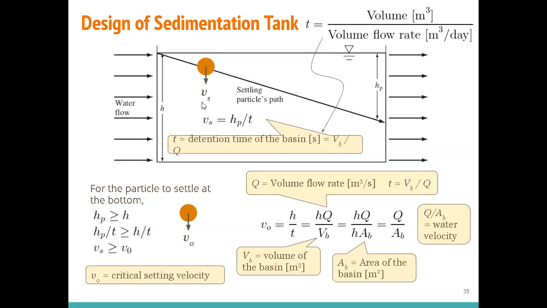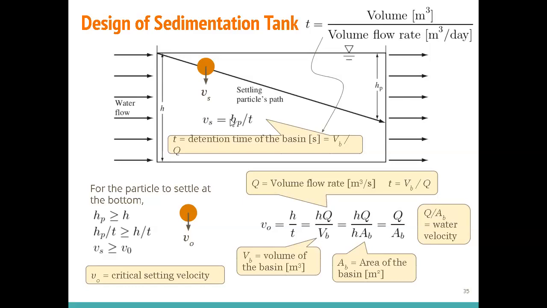You care about the downward movement, right? Whether it's reaching the ground before it's leaving the tank. You want that. So you have some settling particle's path in here. It's going down and going to the right. This is how you calculate this vertical speed only. We only care about the vertical dimension here, okay?